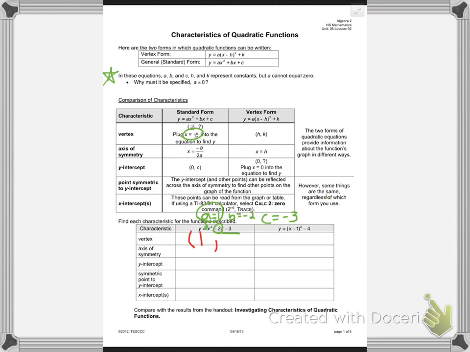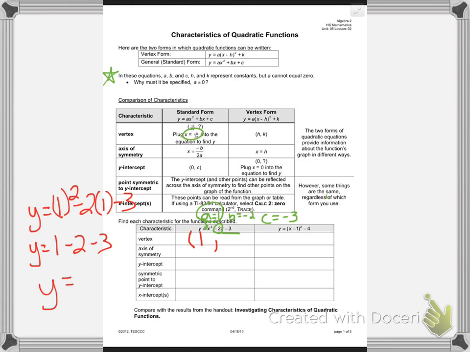Okay. Now the second part is plugging all this into y so I can find my y value. I get 1, again parentheses squared, minus 2, again 1, minus 3. Okay. So when I do this, I get 1 minus 2 minus 3, which means y is equal to, well, 1 minus 2 is negative 1, minus 3 is negative 4. So that means my y term is negative 4.